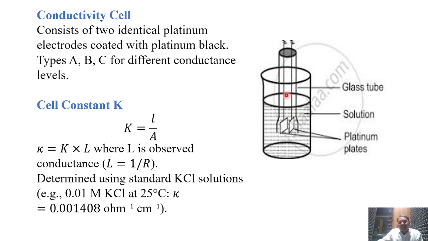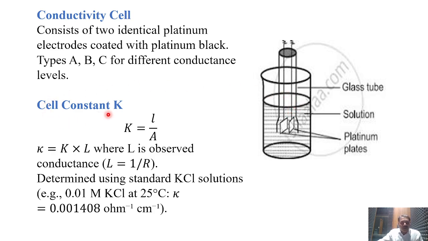So there are different conductivity cells, depending on the type of solution which is measured for conductance measurement. The two electrodes are separated differently depending on the requirement of the measurement of the conductance of the particular solution.